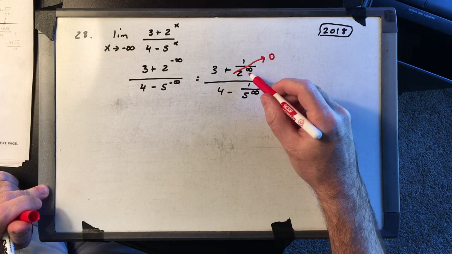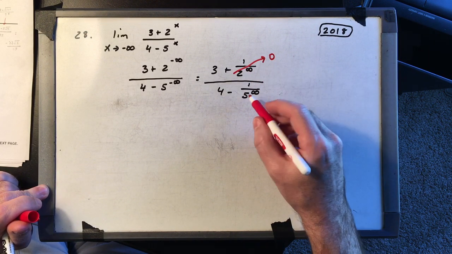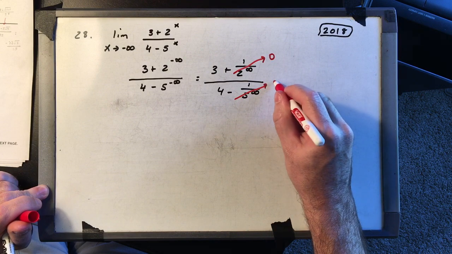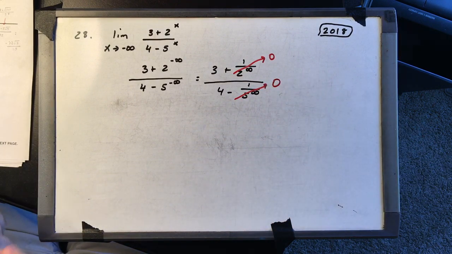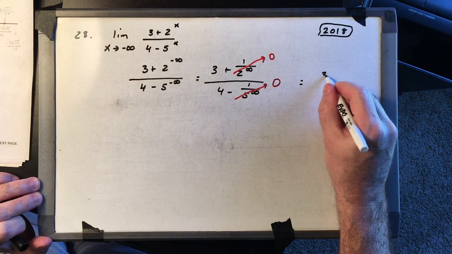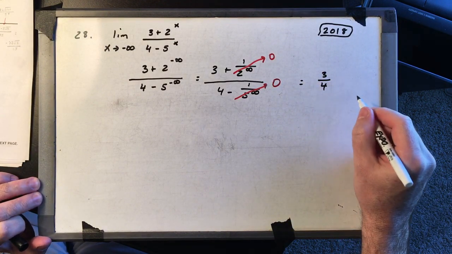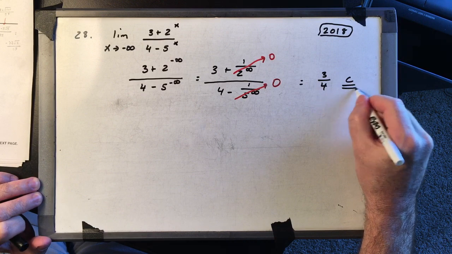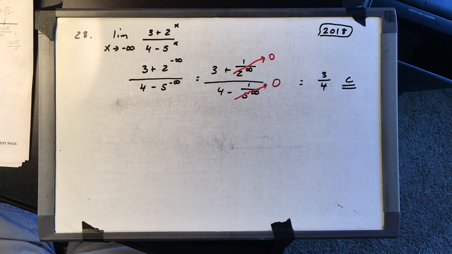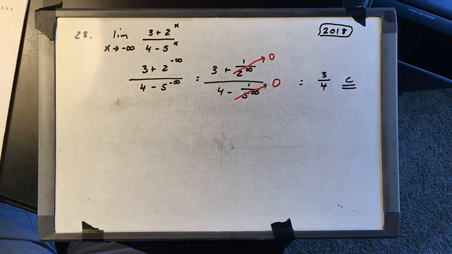That's 1 over an unimaginably huge number. How about 1 over 5 to the infinity? Same thing, that's 0. So that's like 3 plus 0 over 4 minus 0, which is 3/4. And that is C. All right. Very doable.